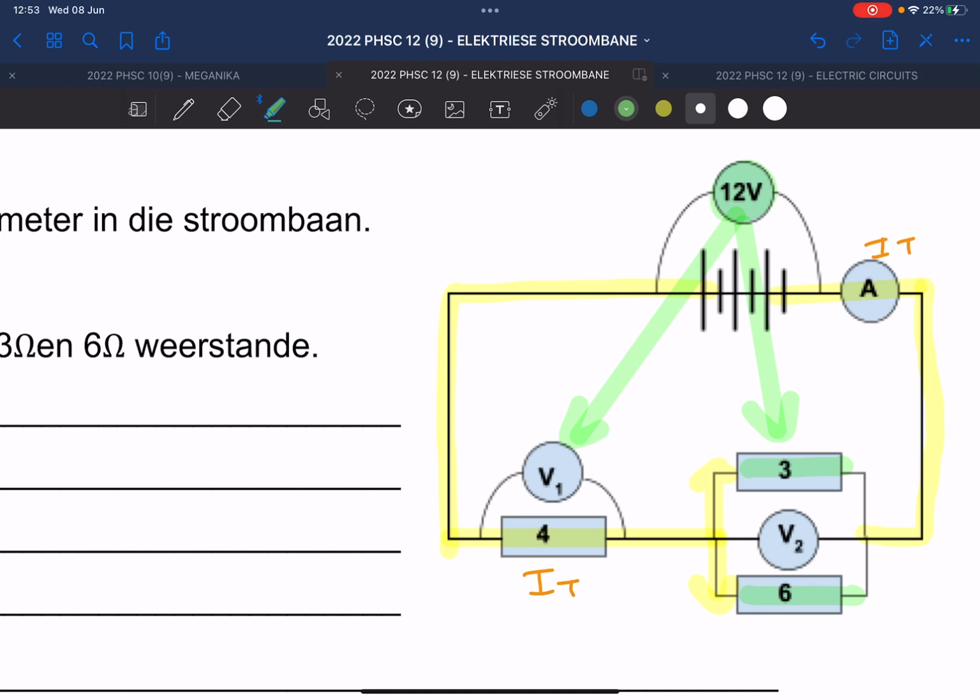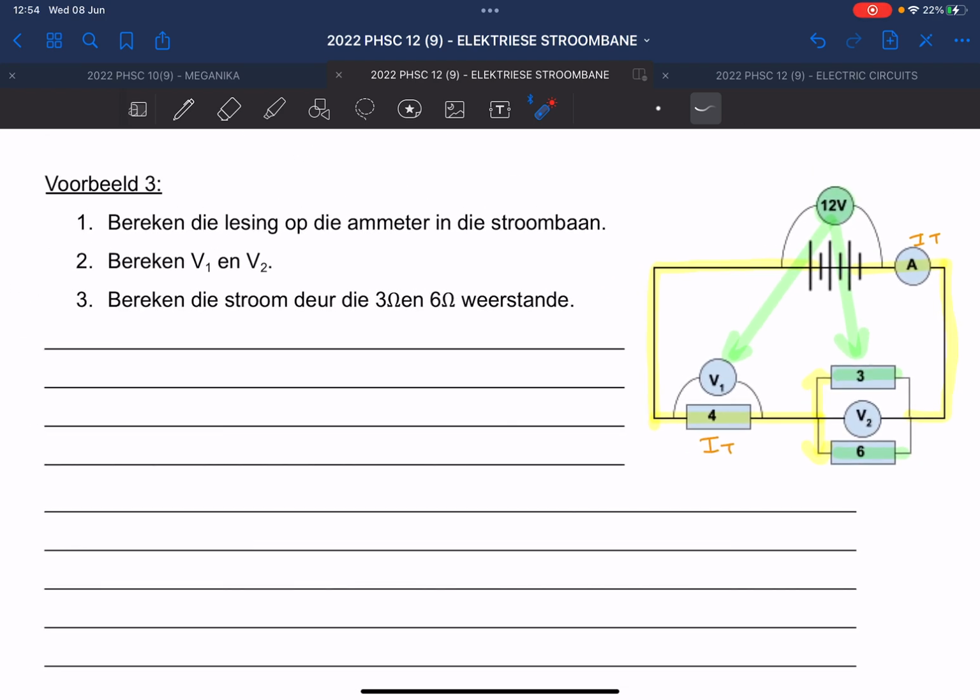So, Chichi, where do you predict the smaller current will go? Through the 6 or through the 3, and why? Where will the smaller current go? Why? The resistance is higher, and resistance and volts are inversely proportional to one another.